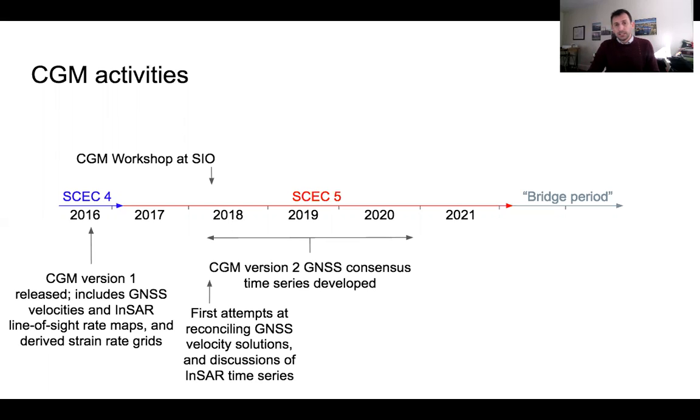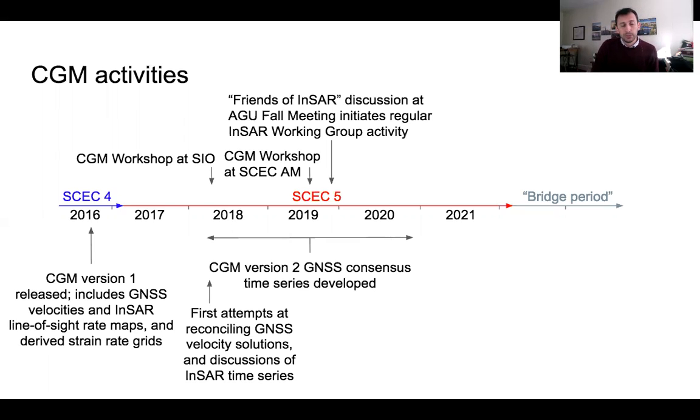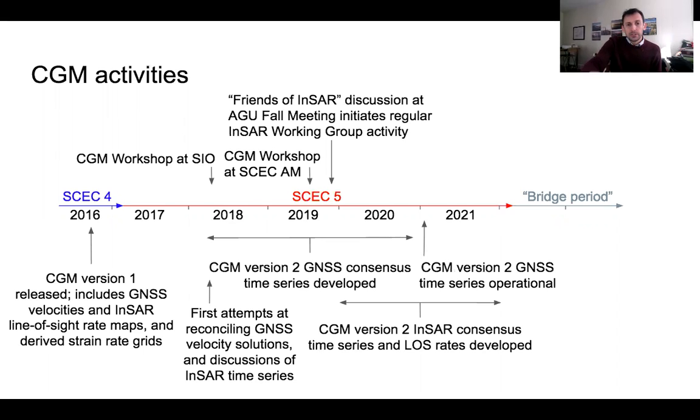The consensus GNSS time series have been continued to develop ever since. In the meantime, we also had another workshop at the SCEC annual meeting in 2019, followed quickly afterwards by a Friends of InSAR discussion at the AGU meeting in 2019. And that actually initiated regular InSAR working group activity for the CGM. So the InSAR time series have been developed pretty much since then, and more recently the GNSS time series have become operational, which we'll talk about later in the workshop.